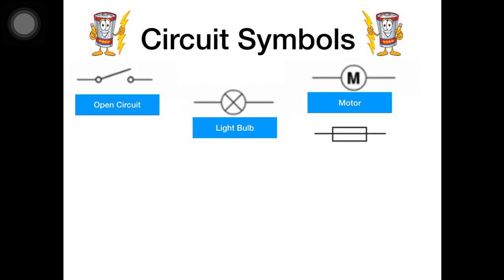The next symbol we have here, which is sort of a rectangle with a line going through it, is the symbol for fuse. And if you remember from the first page of notes, a fuse is something that breaks when the electricity going through it is too high, and it is not reusable. So this fuse is not reusable. So go ahead and write the word fuse in.